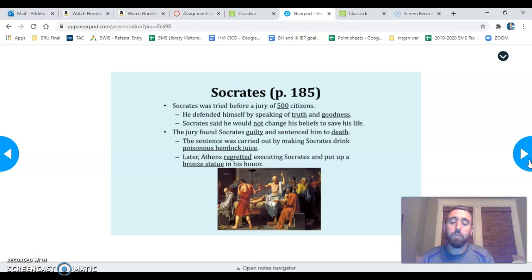His punishment was to die by drinking poisonous hemlock juice, which actually slowly paralyzes you. It's a very painful and slow death. Later, the citizens of Athens are going to regret that. They end up putting a bronze statue in his honor. I think the people of Athens just really regretted it. They acted hastily. They didn't give him a chance, and they reacted poorly.